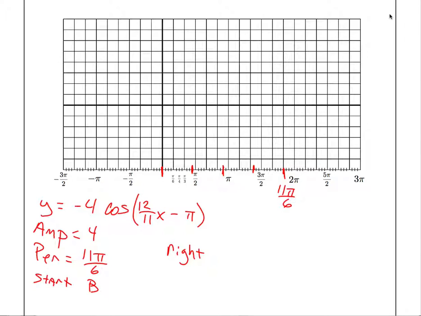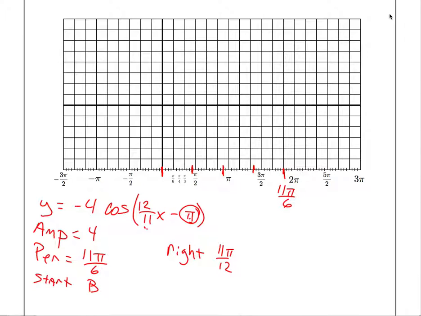Okay? If there's something in front of the x, whatever you did to the 2 pi, I also have to do to that. So what did I do to 2 pi? Multiplied by 11 over 12. So whatever I do to 2 pi, I also have to do to this if there's a number right here. Make sense? So that means I'm going to go to the right 11 pi over 12.